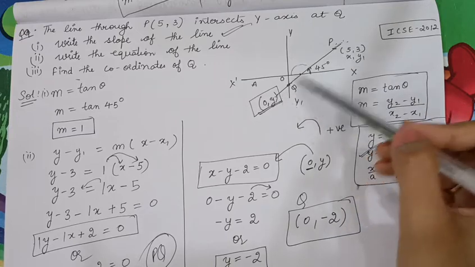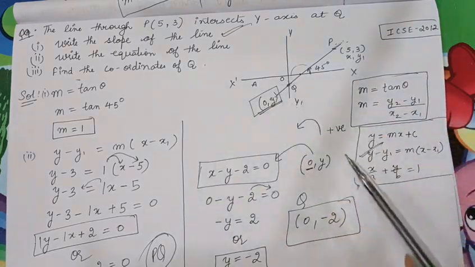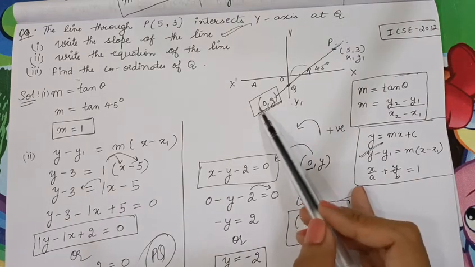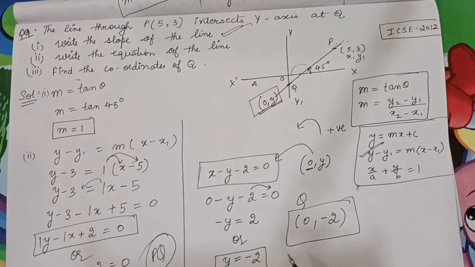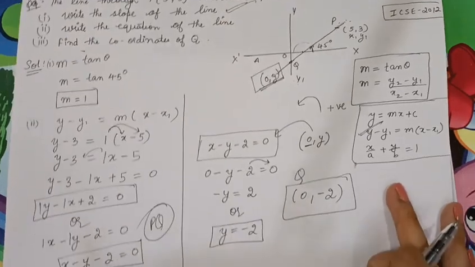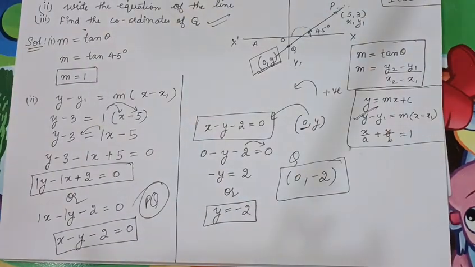We found the equation of line PQ, and because point Q is lying on this line, we substituted the value of x, which is 0, in this equation and found the value of y. That is how we got the coordinates of point Q also. So with this, this question is completed.